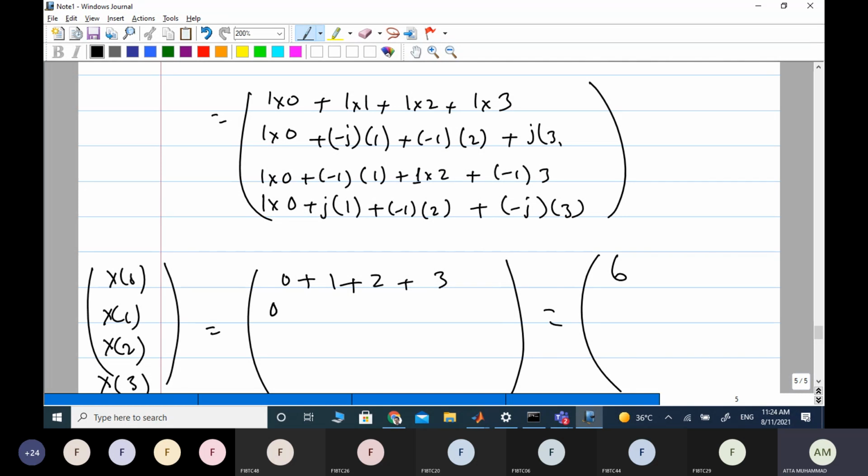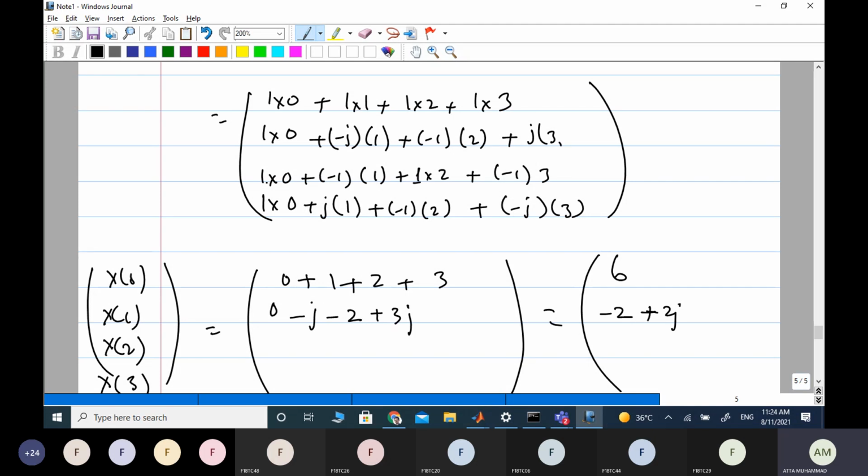Now 1 times 0 is 0, plus into minus is minus, j times 1 is j, plus into minus is minus, plus into plus is plus, so we have 3j. So minus j and plus 3j is minus 2j, and from here we get minus 2. So the second entry is done.